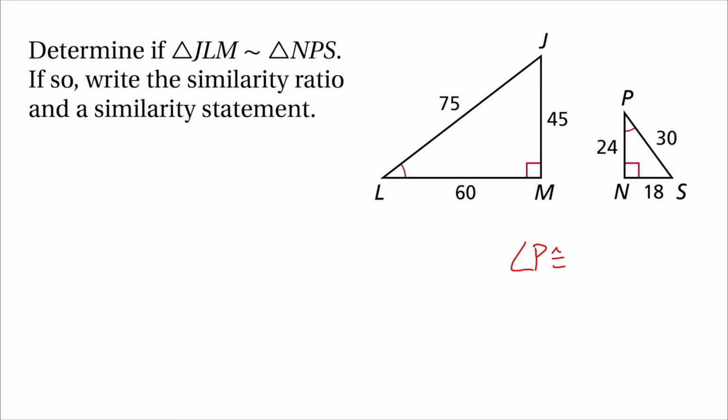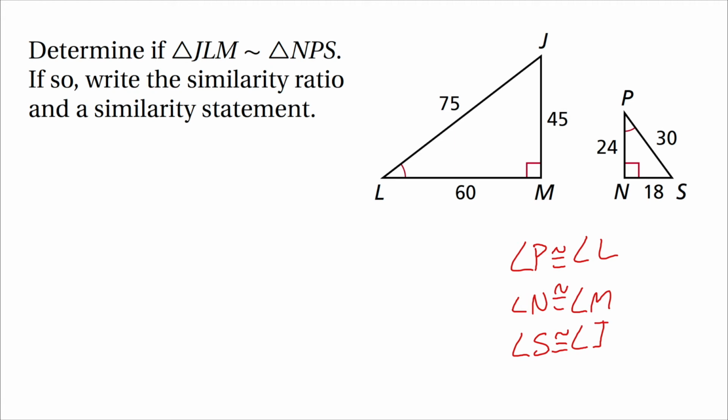Angle P is congruent to angle L. We know that because of the arc mark. We also know that angle N is congruent to angle M. And then finally, angle S is congruent to angle J.